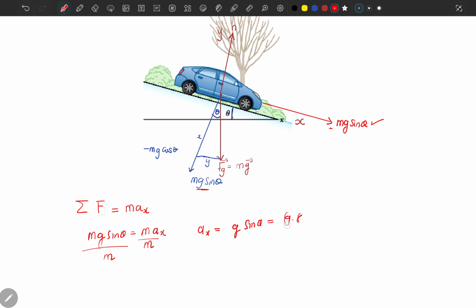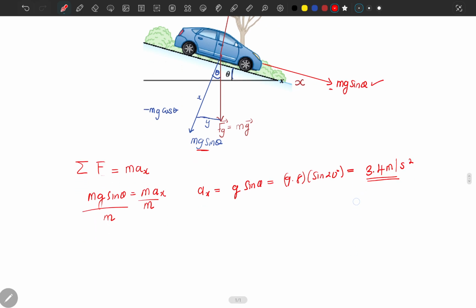Gravity is 9.8, the angle was 20, so now let's punch it on the calculator. And I'm getting 3.4 meters per second squared. That's my acceleration.